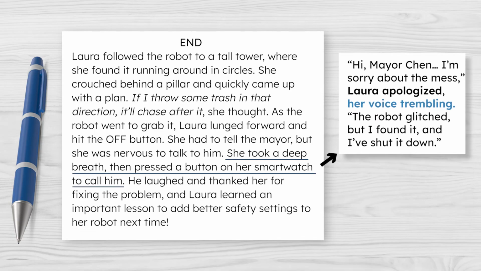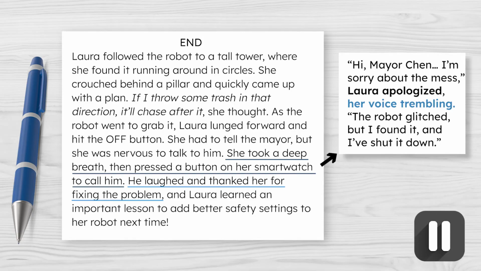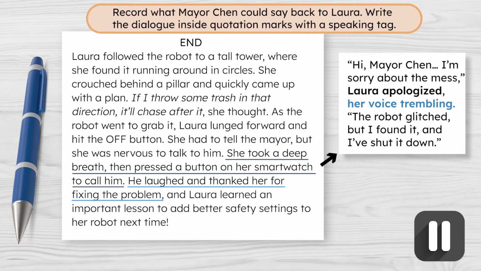Now look at this line after. He laughed and thanked her for fixing the problem. Instead of this, we could include dialogue for Mayor Chen to show the whole conversation. What might he say back? Pause the video and record what Mayor Chen could say to Laura. Write the dialogue inside quotation marks with a speaking tag.